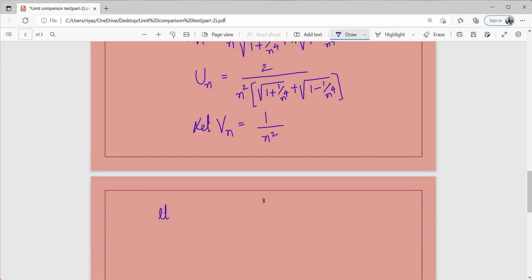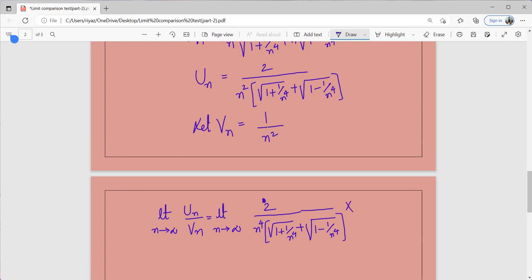The third step is the limit as n tends to infinity of un by vn. It means that limit n tending to infinity, our un value will be 2 times, see, I have cancelled it, 2 times into the power of 4 within the bracket under the root of 1 plus 1 by n power 4 plus under the root of 1 minus 1 by n to the power of 4, and this bracket will be closed.